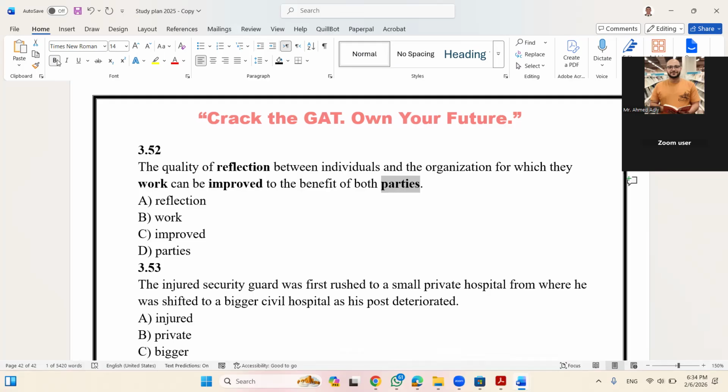Reflection? The quality of reflection? Nope. The quality of cooperation between individuals and the organization for which they work can be improved to the benefit of both parties. The quality of interaction. All right. The quality of interaction between individuals, not reflection. Interaction. Next.